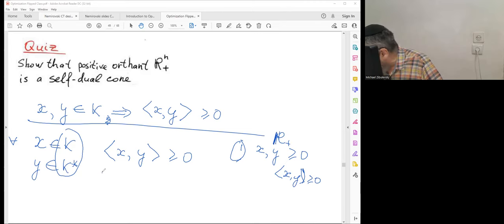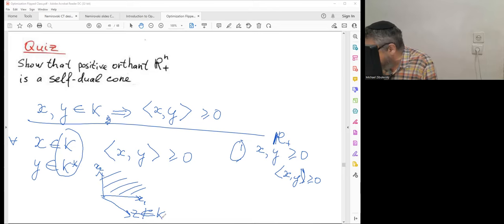But now, okay, again, I want to do it symbolically. Say here coordinates x one, x two, and this is a positive orthant. And if I have a vector y or vector z, for example, which doesn't belong to my cone and doesn't belong to K star, what does it mean? That it has at least one component that is negative.